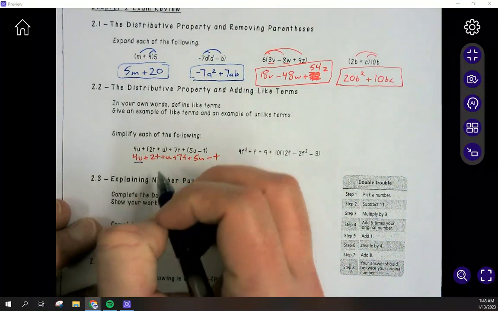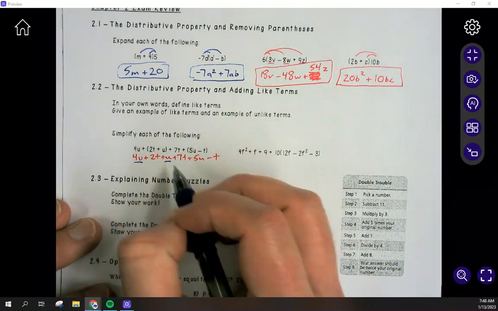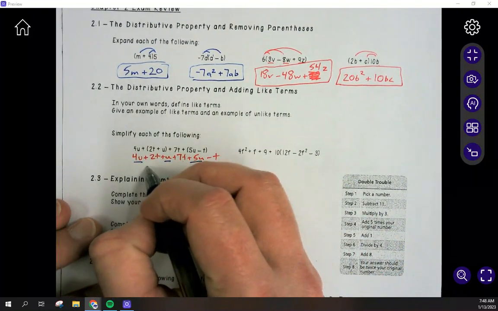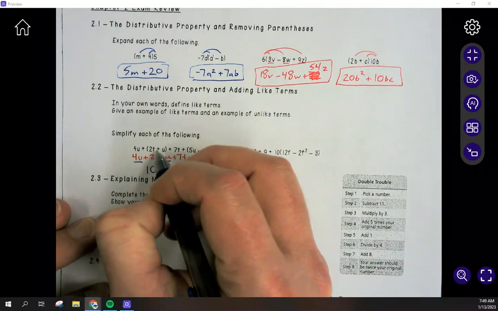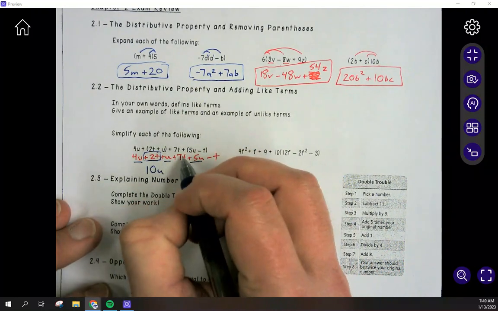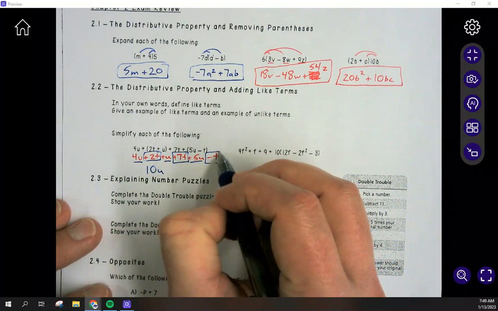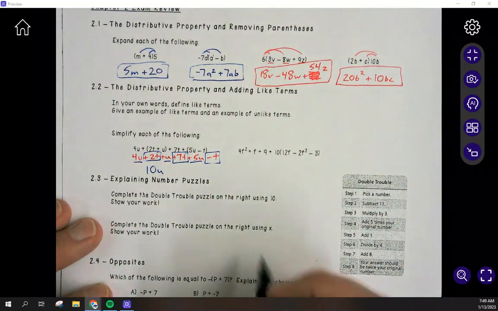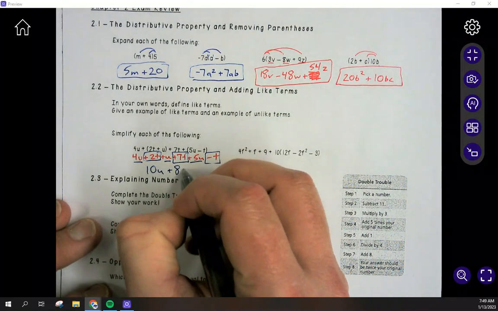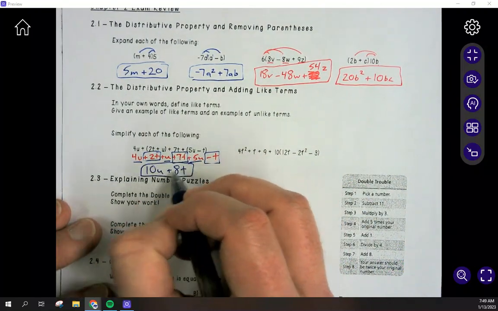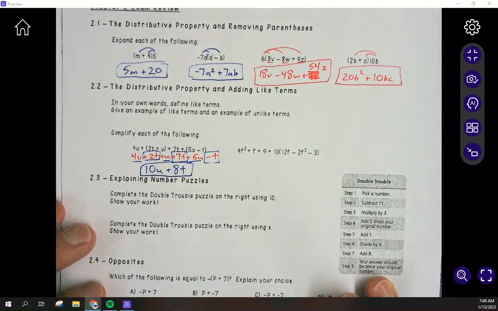All right, so I have a 4u, I have a 1u, and I have a 5u. That's a 10u all together. And I have a 2t, a 7t, that's 9, and a minus t, so 9 minus 1 is 8t. I don't have any other terms. Those cannot be combined because they have different variables. That is fully simplified.